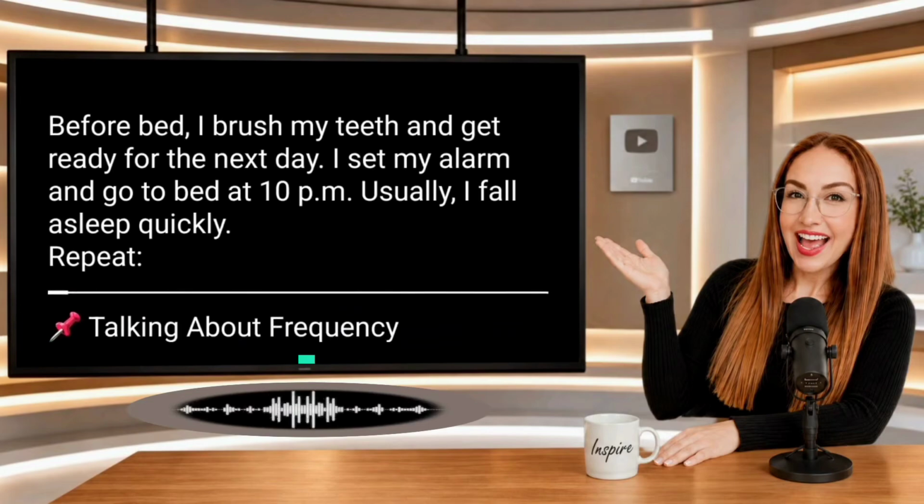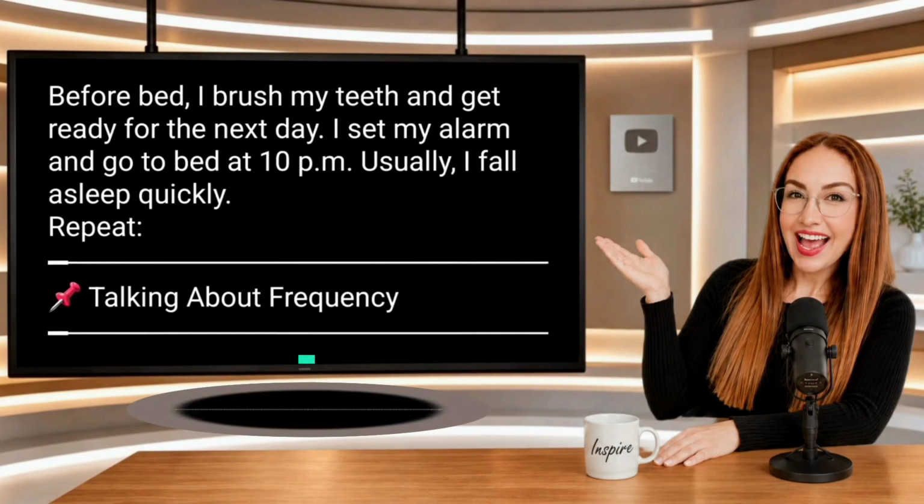Repeat. Before bed, I brush my teeth and get ready for the next day. I set my alarm and go to bed at 10 p.m. Usually, I fall asleep quickly.